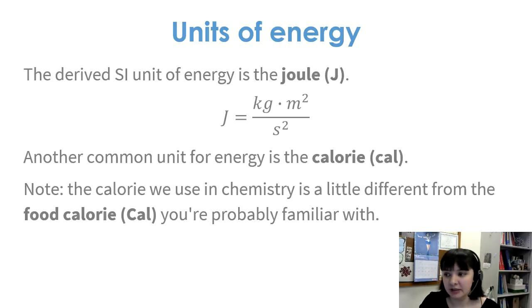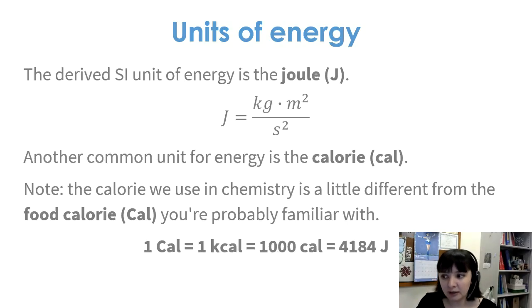Now these different units are all related by the following equalities, where 1 capital C Calorie is equal to a kilocalorie, or 1,000 lowercase c calories, which is also equal to 4,184 joules.